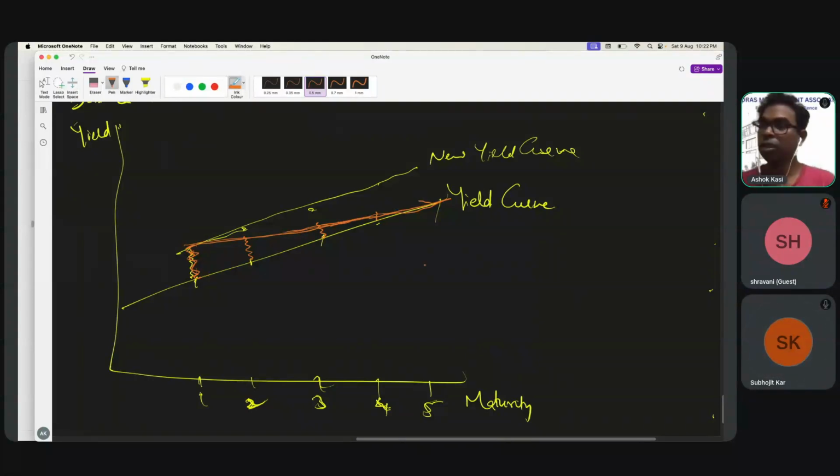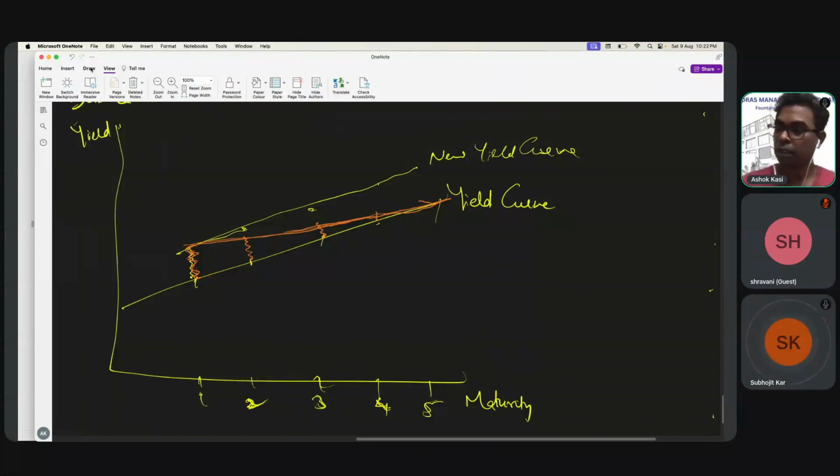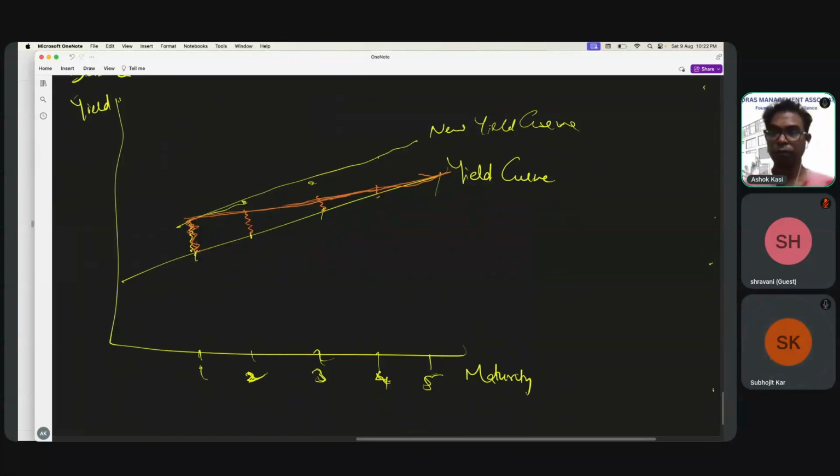That's why when you see the repo rate increased or decreased by 50 basis points, the 10-year yield will move only by a few basis points. The 10-year bond yield will move only by a few basis points.